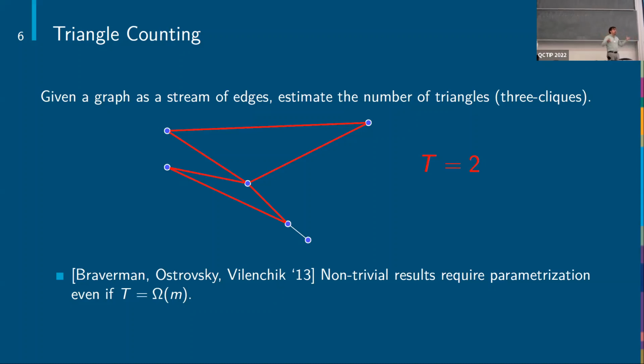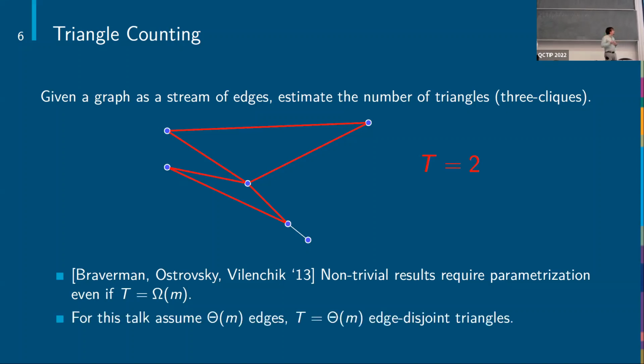All of these results tend to be cited in terms of their parameters. But for ease of explication in this talk, I'm going to assume for the rest of the talk that we're in a graph that has Theta(m) edges and Theta(m) triangles, and those triangles will all be edge disjoint. And at the very end of the talk, I will briefly mention what this result looks like if you generalize those parameters. So that's our problem.